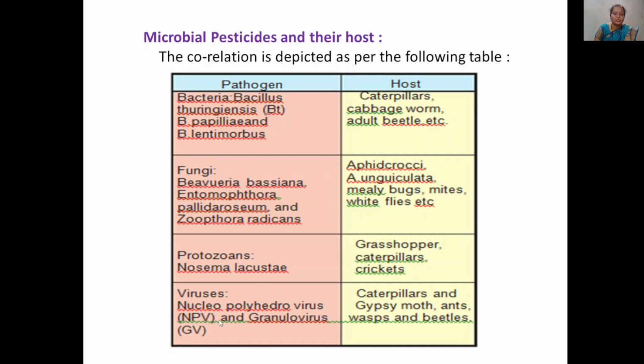Viruses, that is the nucleopolyhedrovirus, NPV, and granulovirus, GV, found in caterpillars and gypsy moth, ants, wasps, and beetles. This is the microbial pesticides and their host, that is the pathogens and their host. Go to next slide.